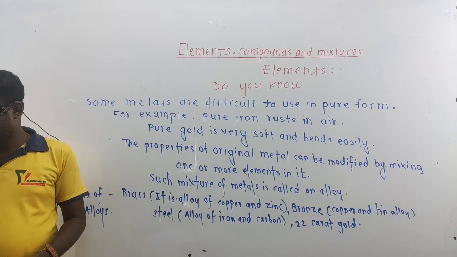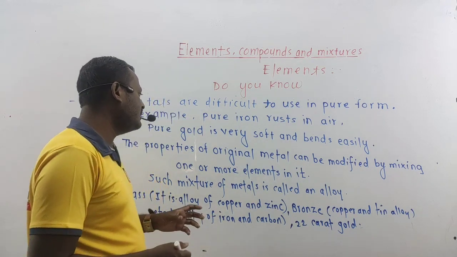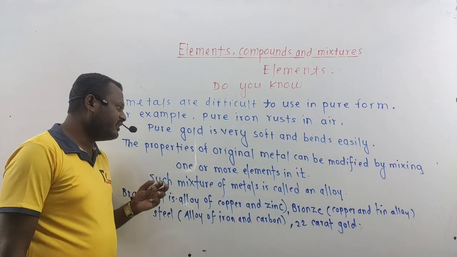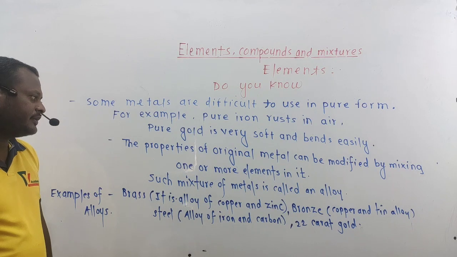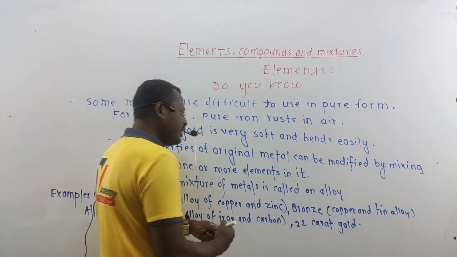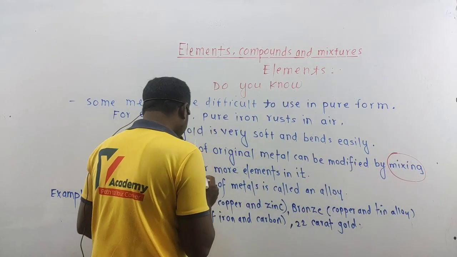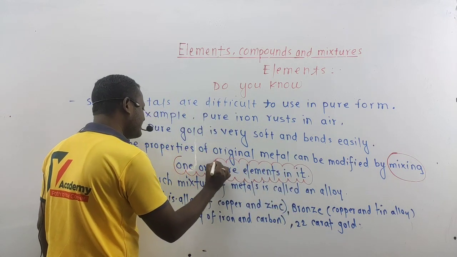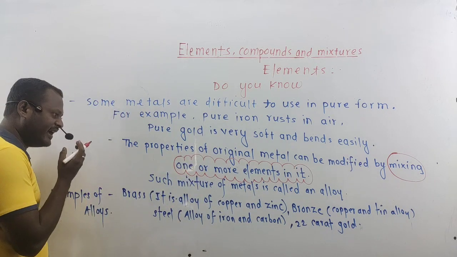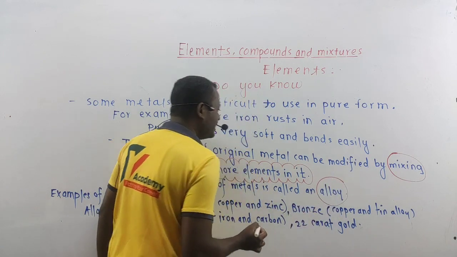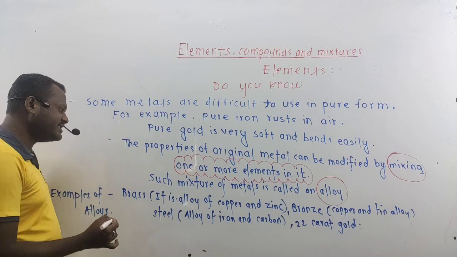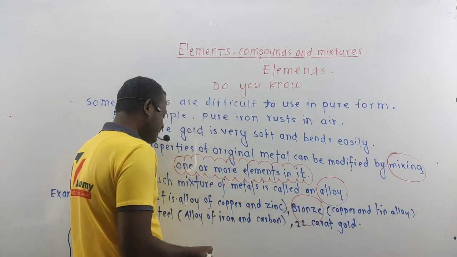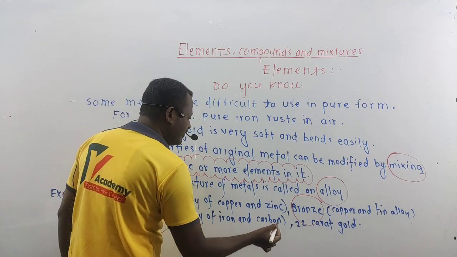तर या ठिकाणी आपल्या लक्षात आलं की ओरिजिनल जे एलिमेंट असेल त्याच्या प्रॉपर्टीज थोड्याशा इन्सफिशियंट असतात. ठीक आहे, अँड टू गेट रिक्वायर्ड प्रॉपर्टीज वी मॉडिफाय द ओरिजिनल मेटल बाय मिक्सिंग वन ऑर मोर एलिमेंट्स इन इट. तर हे खूप महत्वाचं आहे. त्याच्यामध्ये आपण एक किंवा एकपेक्षा जास्त एलिमेंट मिक्स करतो, आणि त्या मिक्सचर ऑफ मेटललाच आपण अलॉय म्हणतो. तर अलॉयचे एक्झाम्पल आपण बघितले, जसं की ब्रास, ब्रॉन्झ, स्टील, कास्ट आयर्न, 22 कॅरेट गोल्ड.